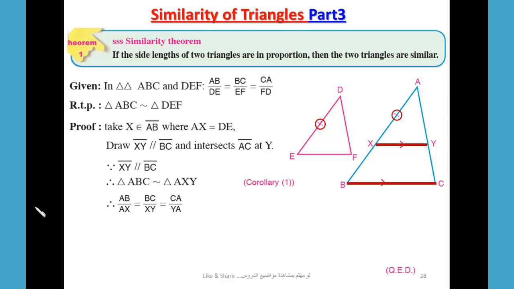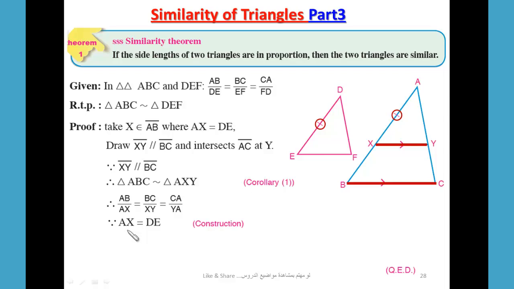Since the two triangles are similar, the corresponding sides are proportional. What does that mean? That means AB over AX equals BC over XY equals AC over AY, and we write it. This is the first thing we deduce from the similarity of triangles AXY and ABC.